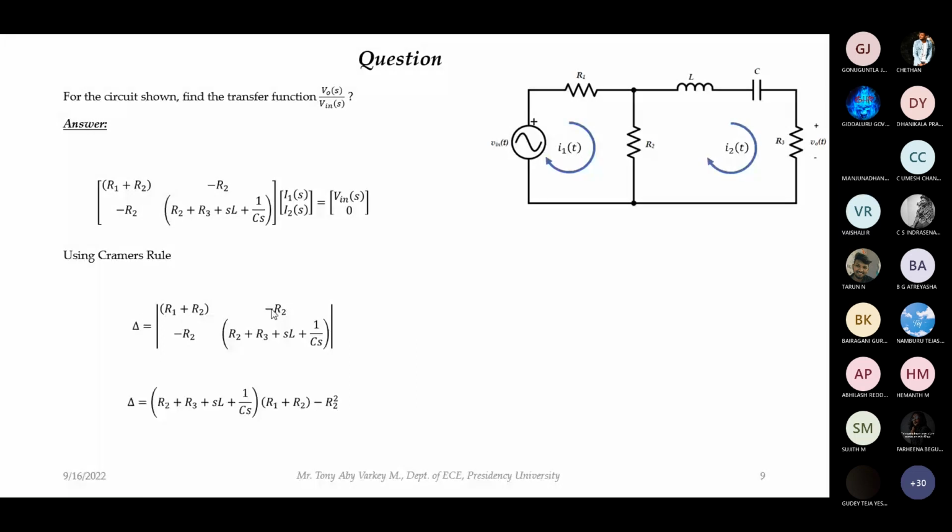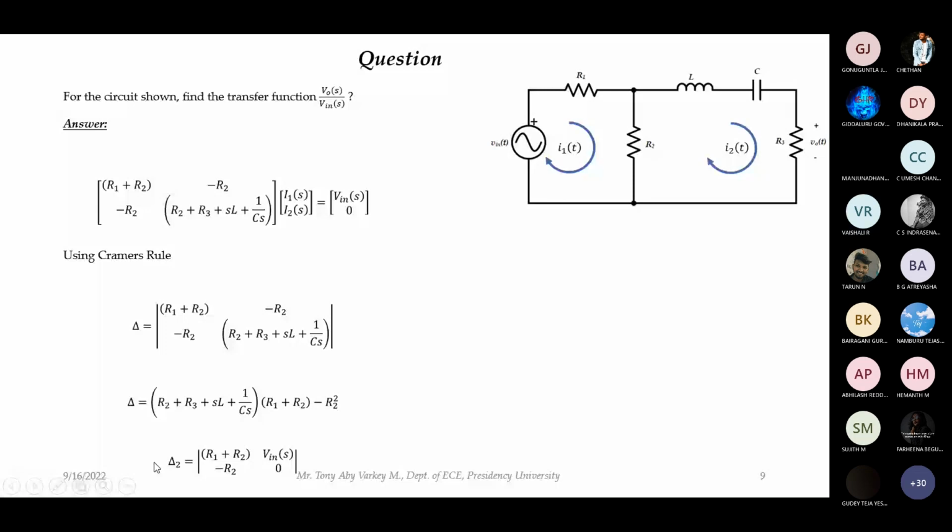Now I need to find I2 of S, correct? So to find I2, which delta do we have to find? Delta 2, because I have to find I2. There are two deltas here, delta 1 and delta 2. Delta 2 will be obtained by replacing the second column with the output matrix. So the second column is minus R2 and this value. This column will be replaced with V in and 0. That is what is written here, delta 2. Is it clear?